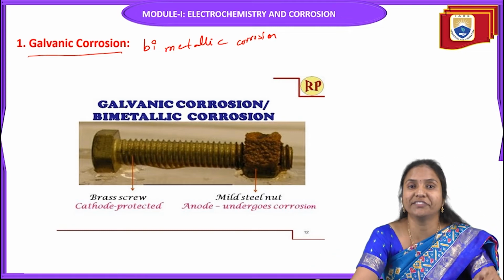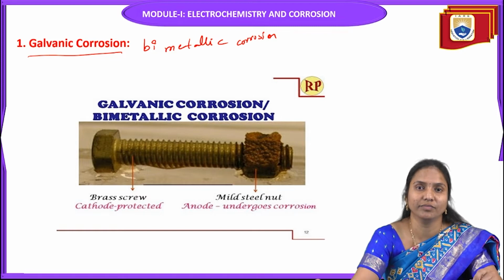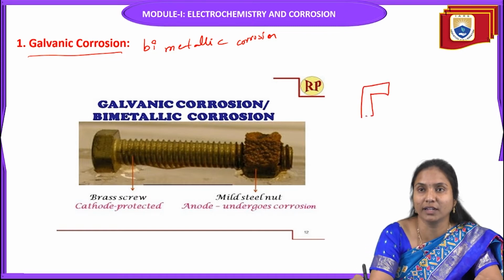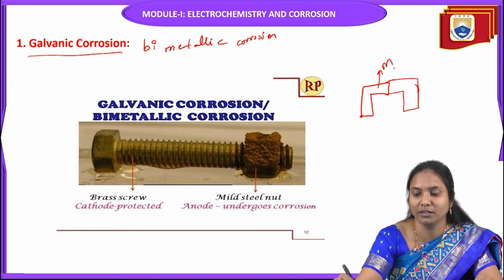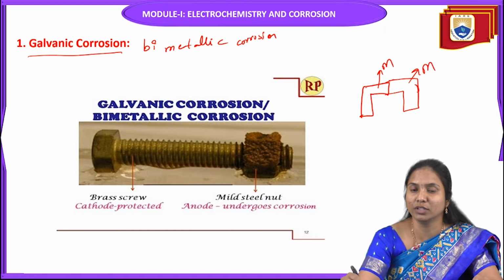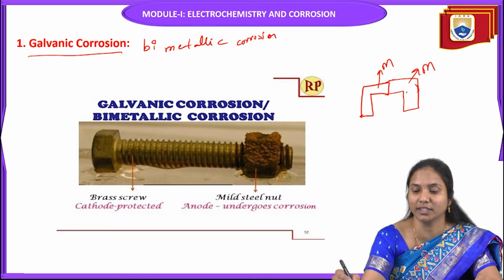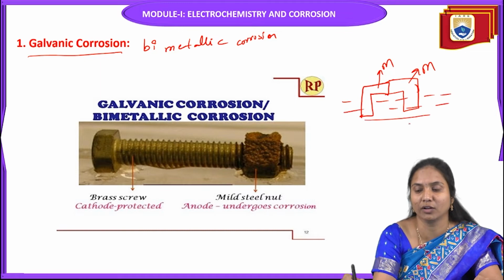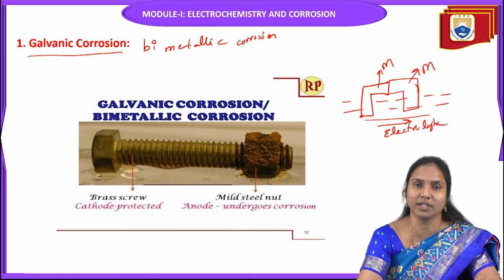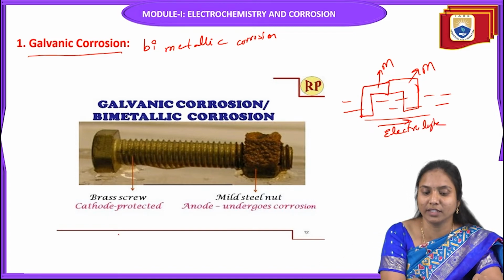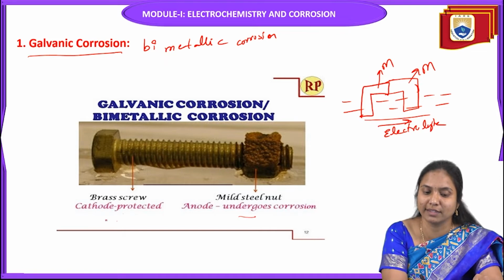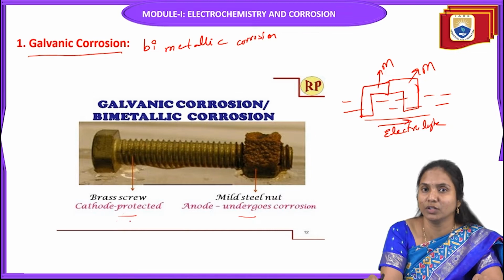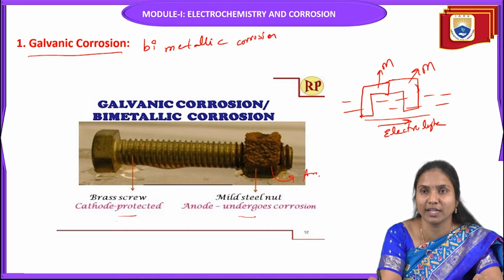Here, two different metals are electrically connected and exposed to electrolyte. For example, one metal here and another metal here. These two different metals are electrically connected and exposed to electrolyte, and in this case this type of corrosion occurs. For example, take a brass screw and a mild steel nut. The brass screw acts as cathode, so it will be protected. The steel undergoes corrosion, so it acts as anode.